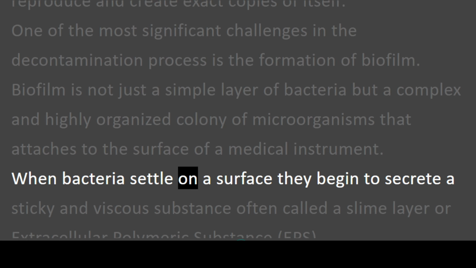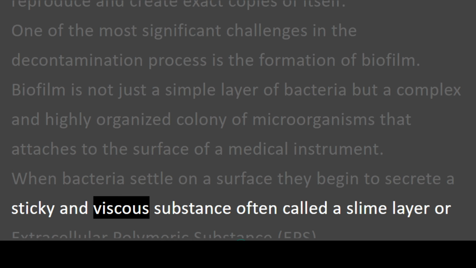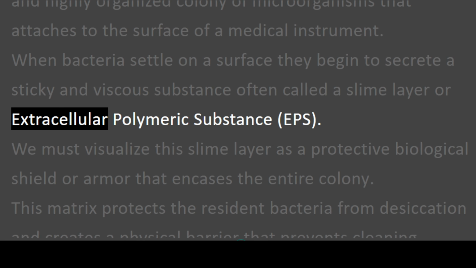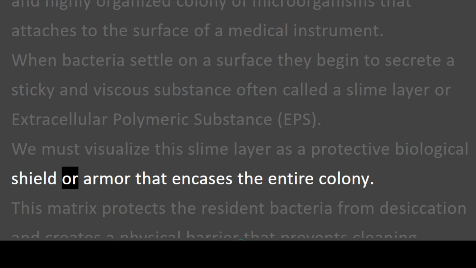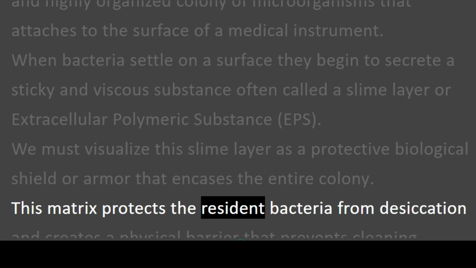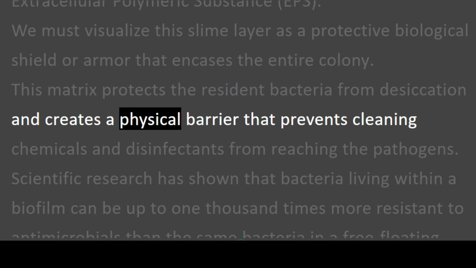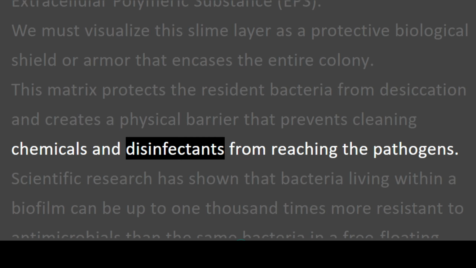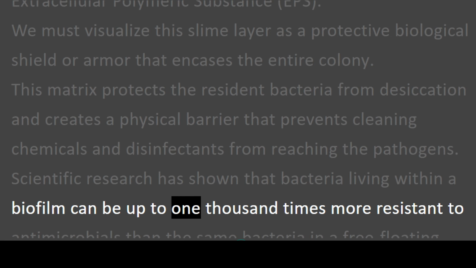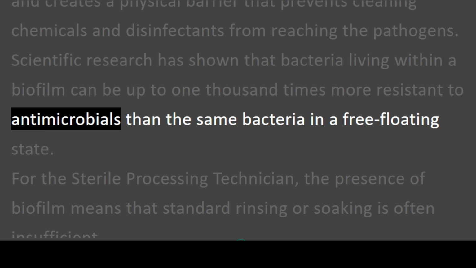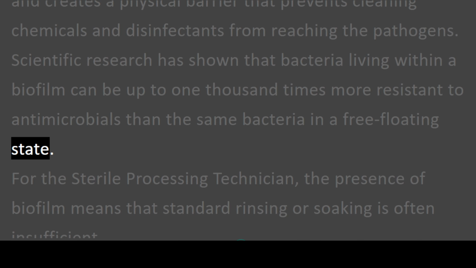When bacteria settle on a surface, they begin to secrete a sticky and viscous substance often called a slime layer or extracellular polymeric substance, EPS. We must visualize this slime layer as a protective biological shield or armor that encases the entire colony. This matrix protects the resident bacteria from desiccation and creates a physical barrier that prevents cleaning chemicals and disinfectants from reaching the pathogens. Scientific research has shown that bacteria living within a biofilm can be up to 1,000 times more resistant to antimicrobials than the same bacteria in a free-floating state.